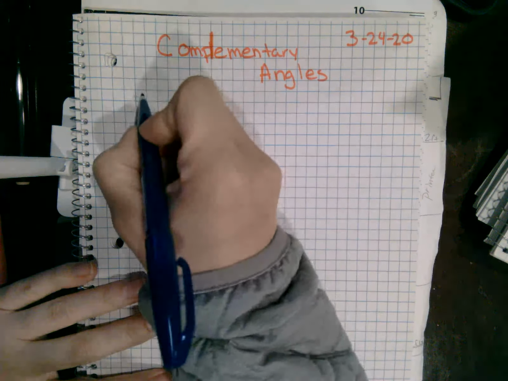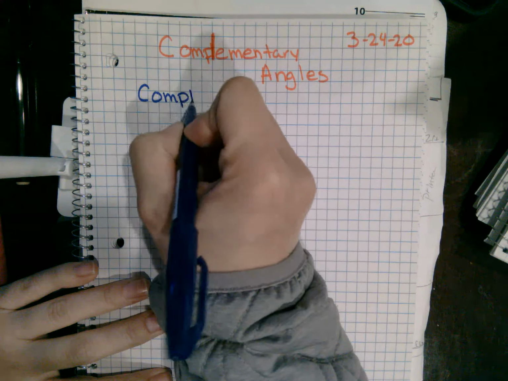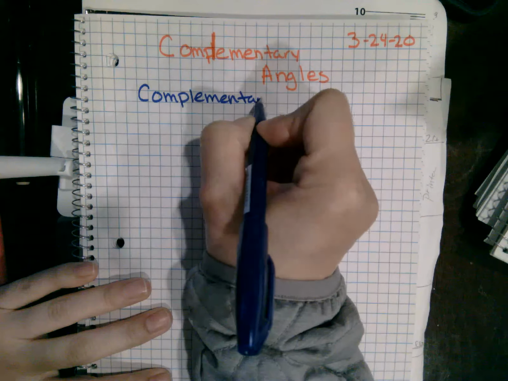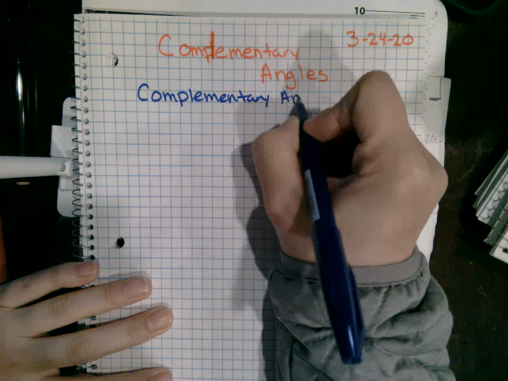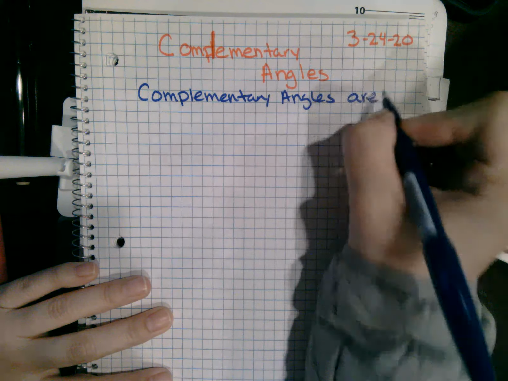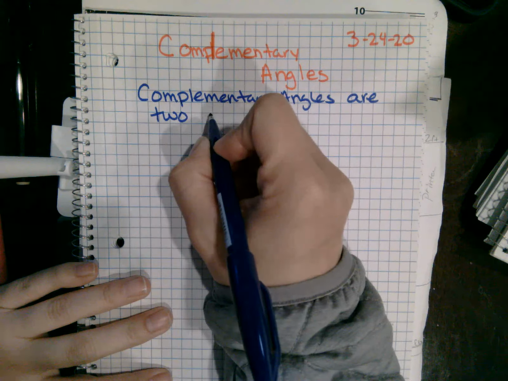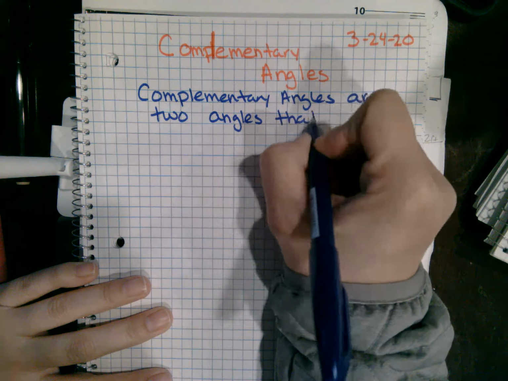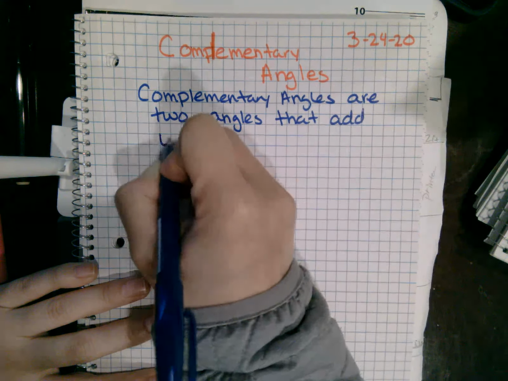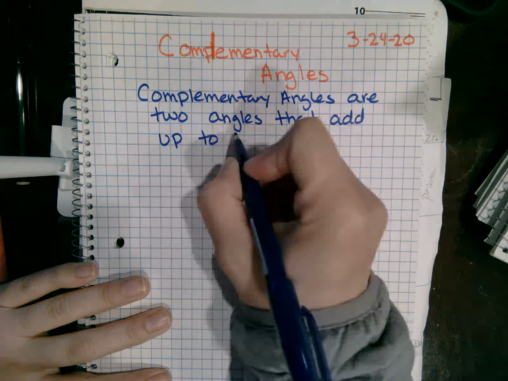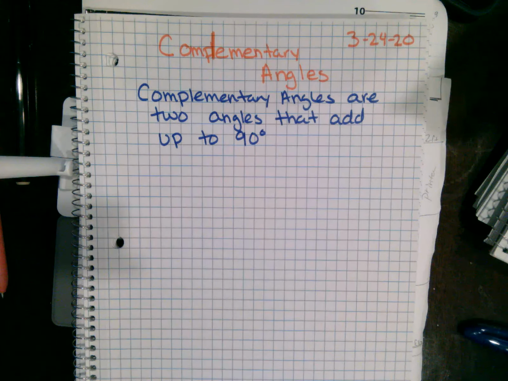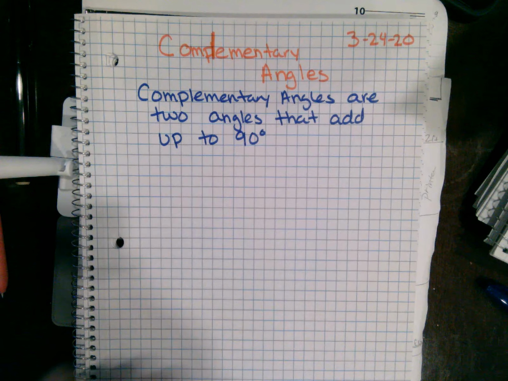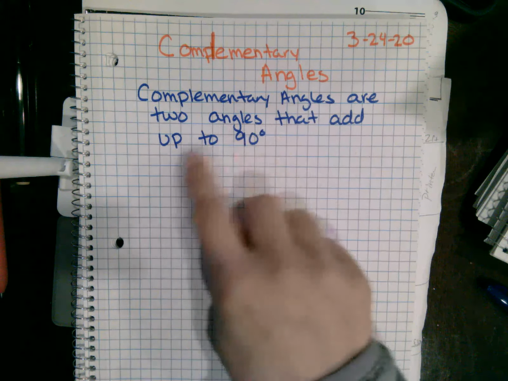Okay? So, complementary angles are two angles that add up to 90 degrees. Okay, let's write that down. So complementary angles are two angles that add up to 90 degrees.